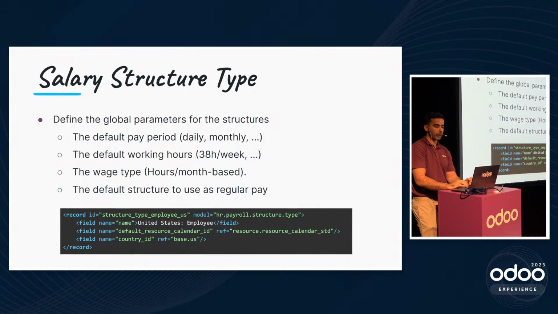And finally, you can also choose the structure to use as regular pay, as structure types may have several structures. For example, you might have a structure about your end of the year bonus or commissions.